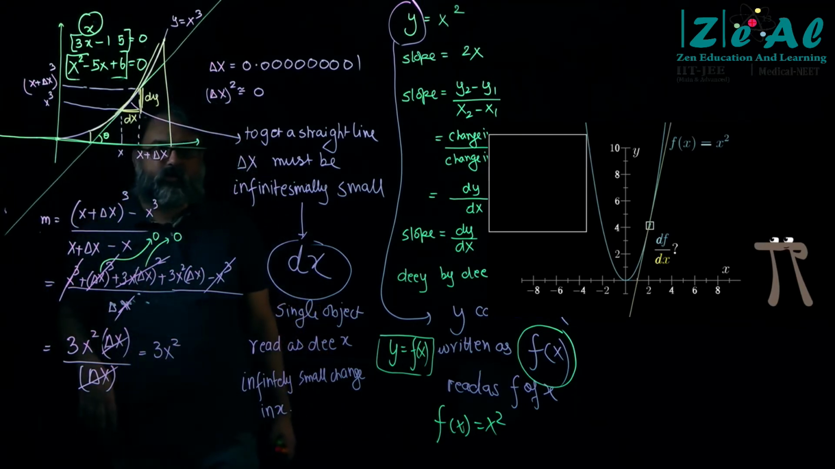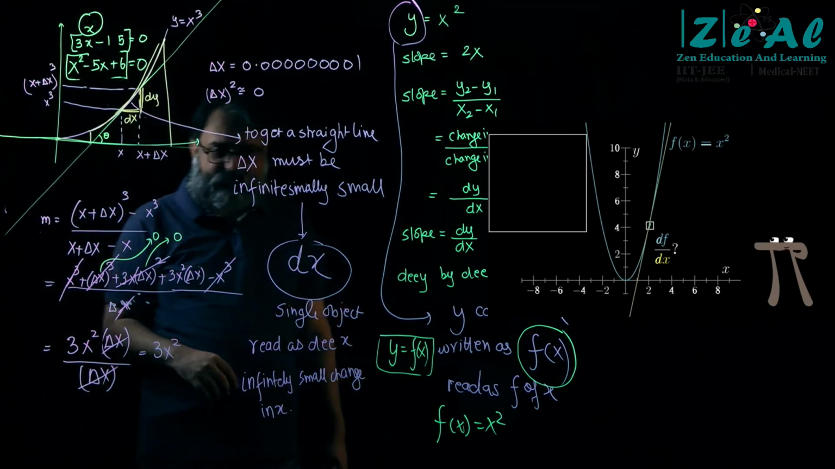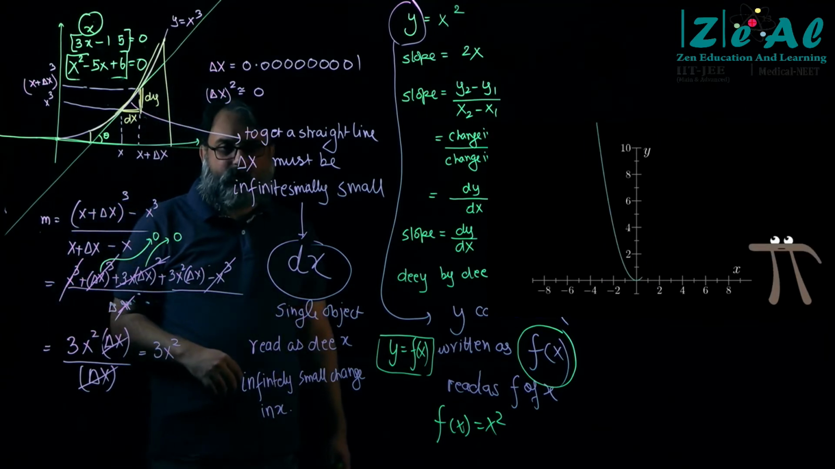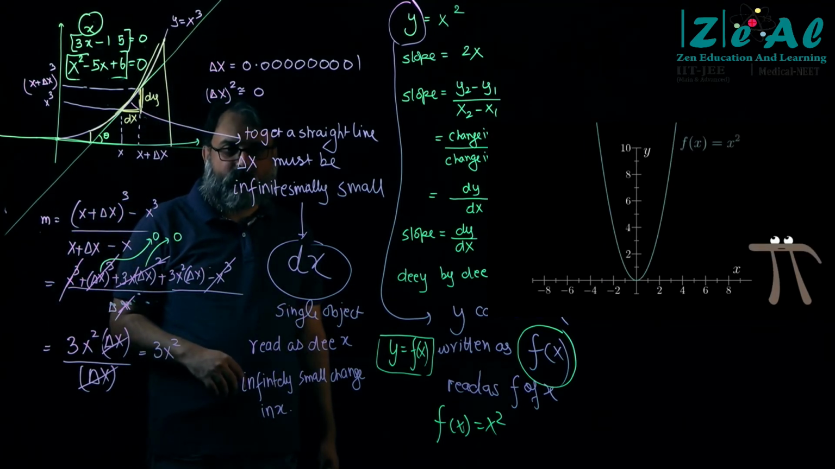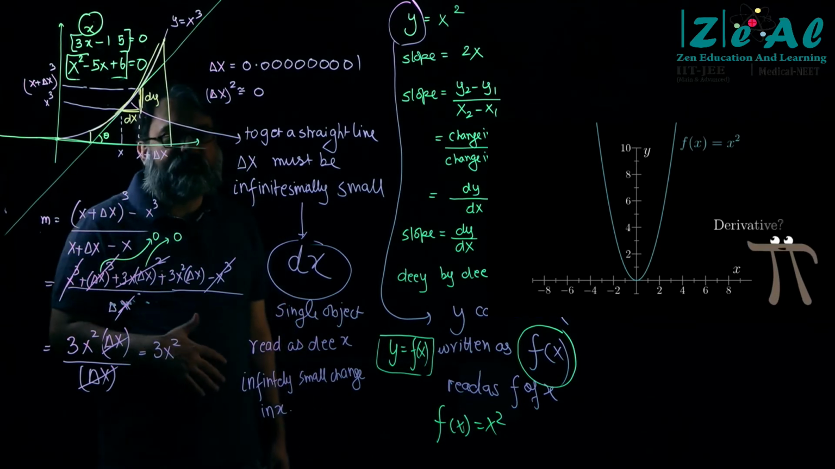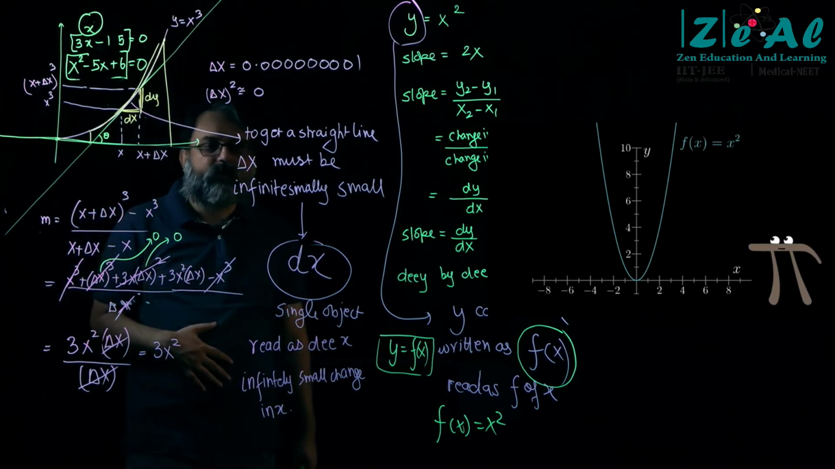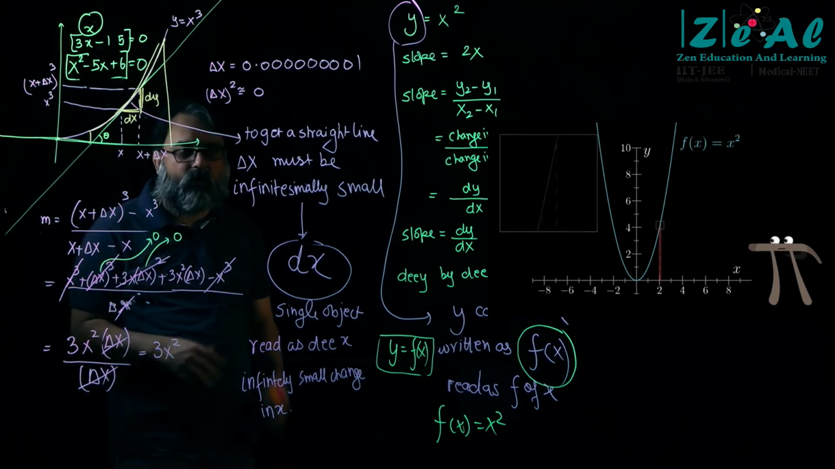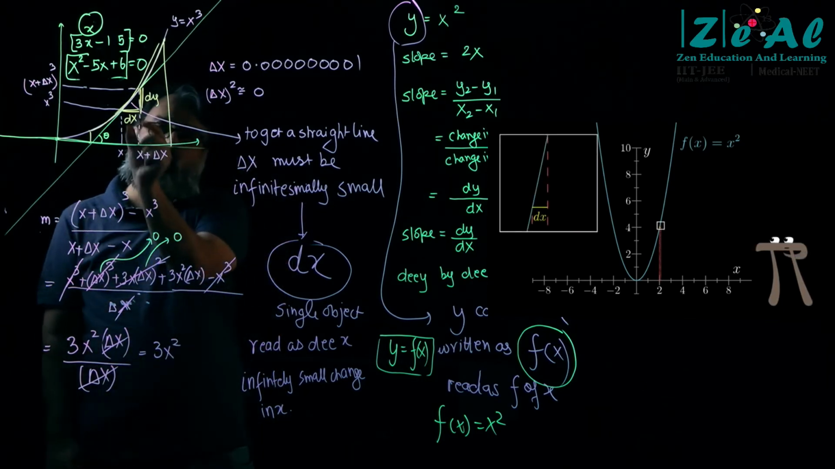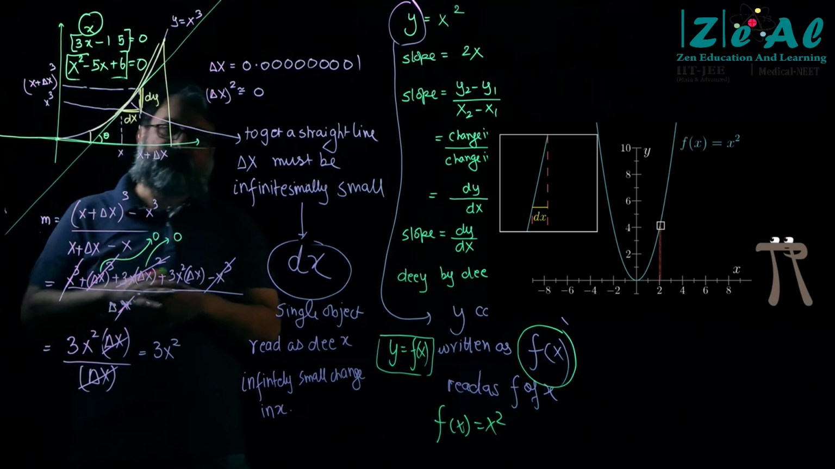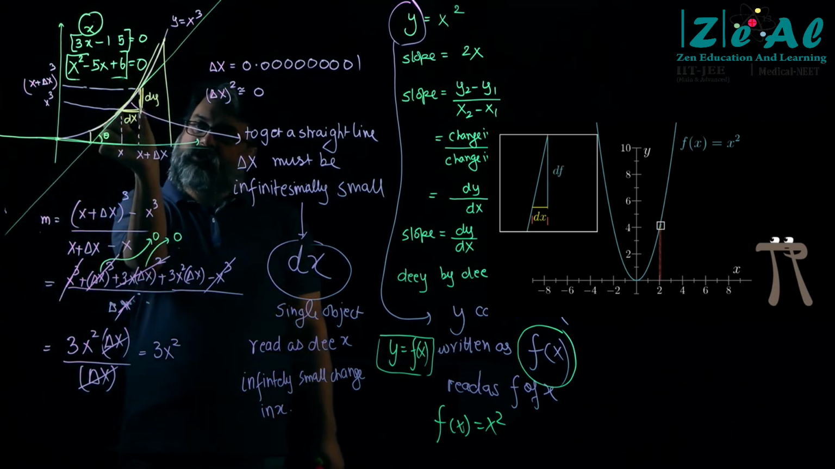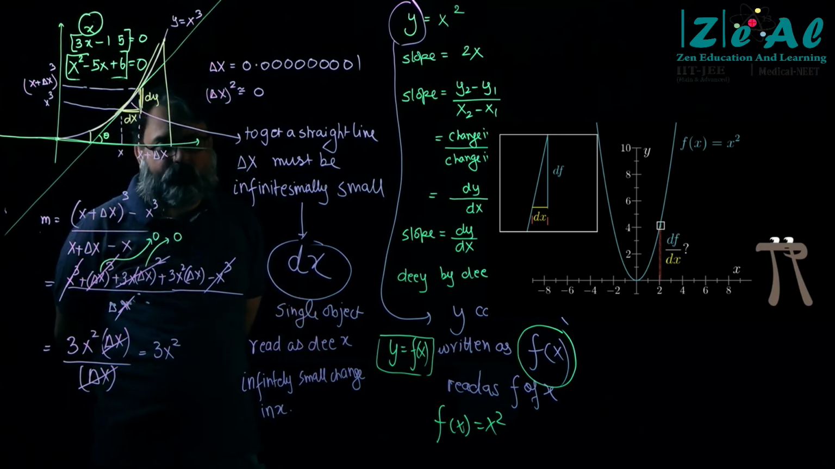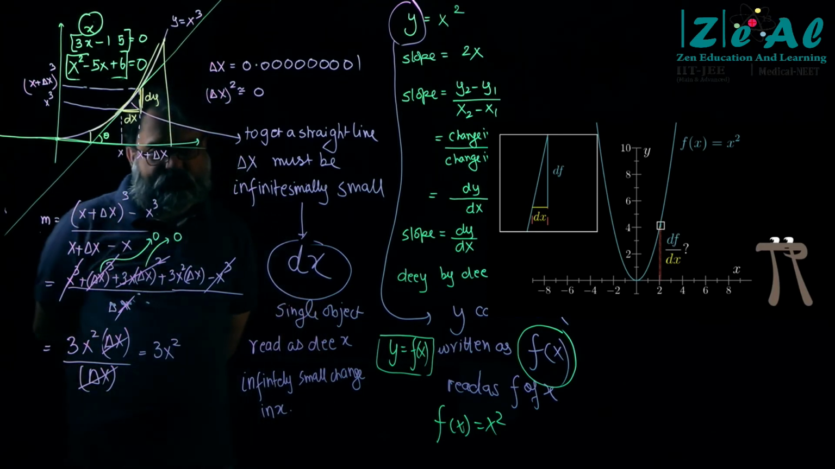Okay, I'll show it once again. So this is the graph, y is equal to x square. We want to find the slope. Another name for slope is derivative, that is what the pi character is saying. So I draw two lines here and I see that this is the change in y, this is the change in x. I divide these two to get df by dx. Okay?